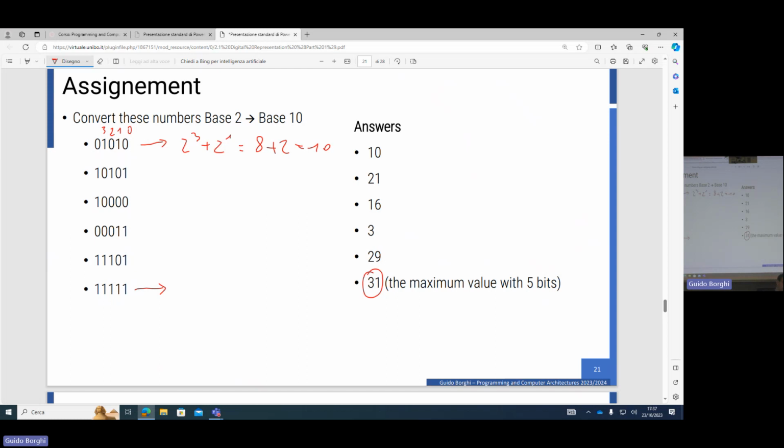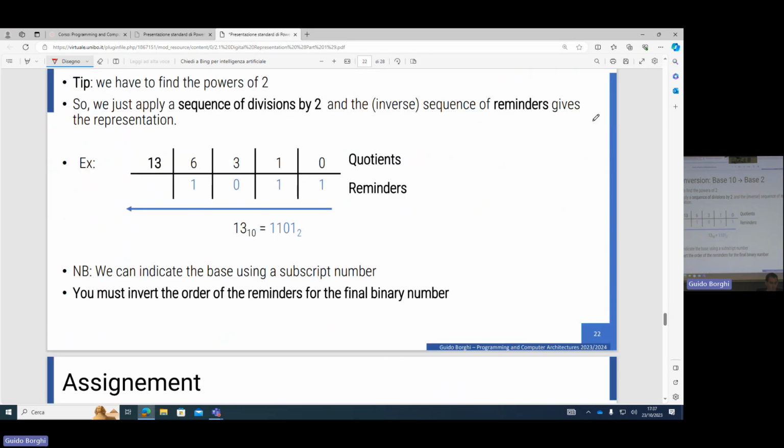And for example, in this case, you don't have to do anything since you have only to count the position 1, 2, 3, 4, 5. So 4. So 2 to 4 is 16. So you can obtain the decimal representation starting from binary numbers in a very straightforward way. Okay, questions? So we can move forward.